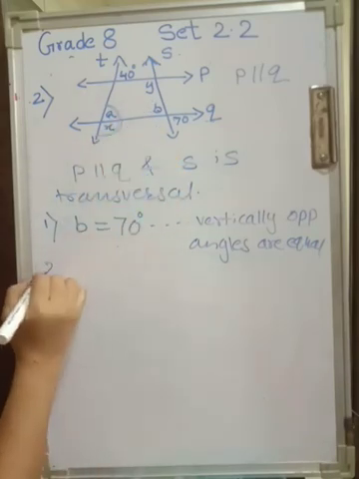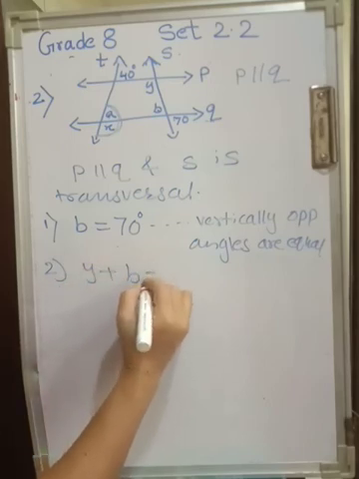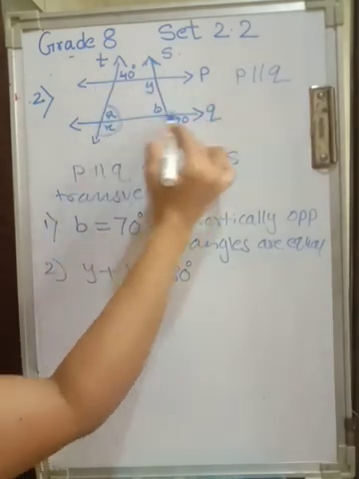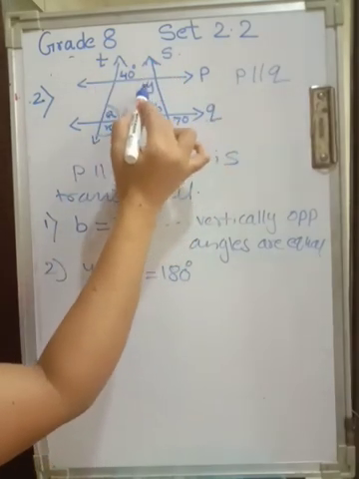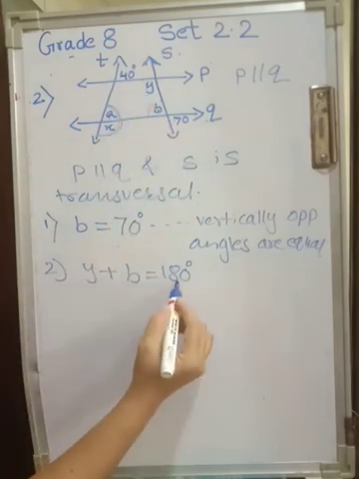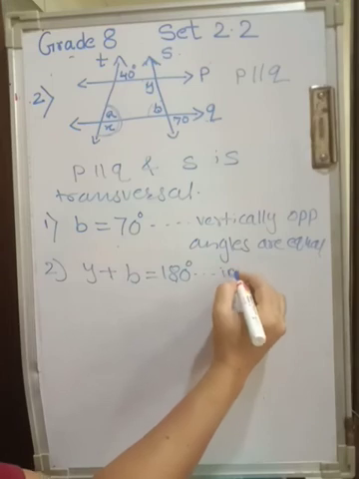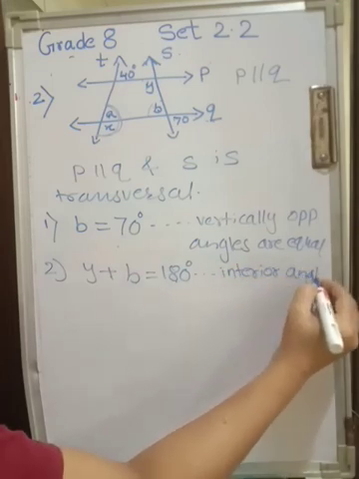Okay, now second step. Angle Y plus angle B is equal to 180 degree. What's the reason? If these two are parallel lines and this is transversal, these two become interior angles and sum of interior angle is 180 when lines are parallel. So which property we have used? Interior angle property.